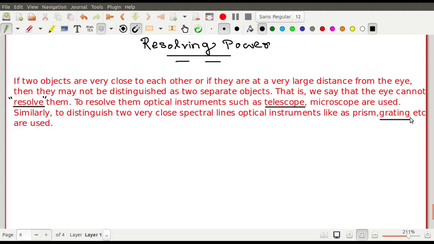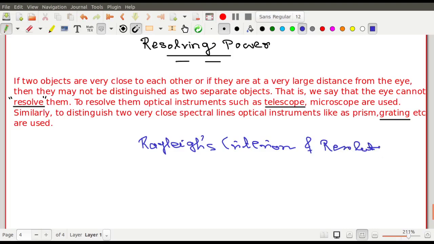এবার আমরা কখন কনসিডার করি যে দুটো অবজেক্ট আমাদের রিজলভ আছে? So that is what is given by Lord Rayleigh, and this is known as Rayleigh's criterion of resolution. So the next one I write over here, Rayleigh's criterion of resolution. So what did Lord Rayleigh say about the resolution?